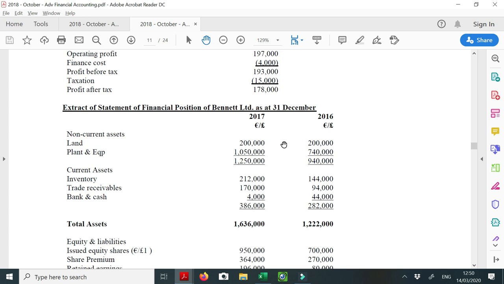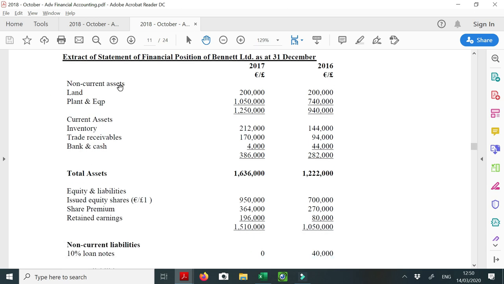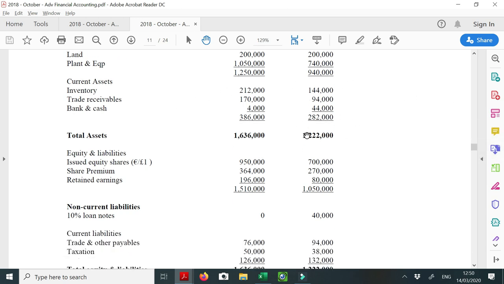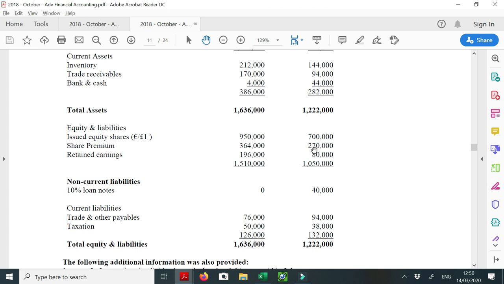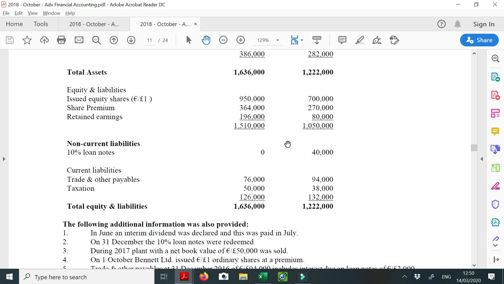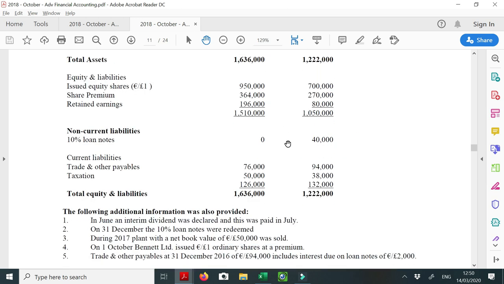Looking at this balance sheet, or statement of financial position, I see my non-current assets. I didn't buy or sell any land, I don't think. It hasn't changed in value. My plant and equipment, okay, I bought some, so we're going to have to account for that. Movements in my assets, okay. My share capital has gone up by about 250, and so has my premium, which we'll have a little look at. Loan notes, I repaid a loan, so it's going to be money out.